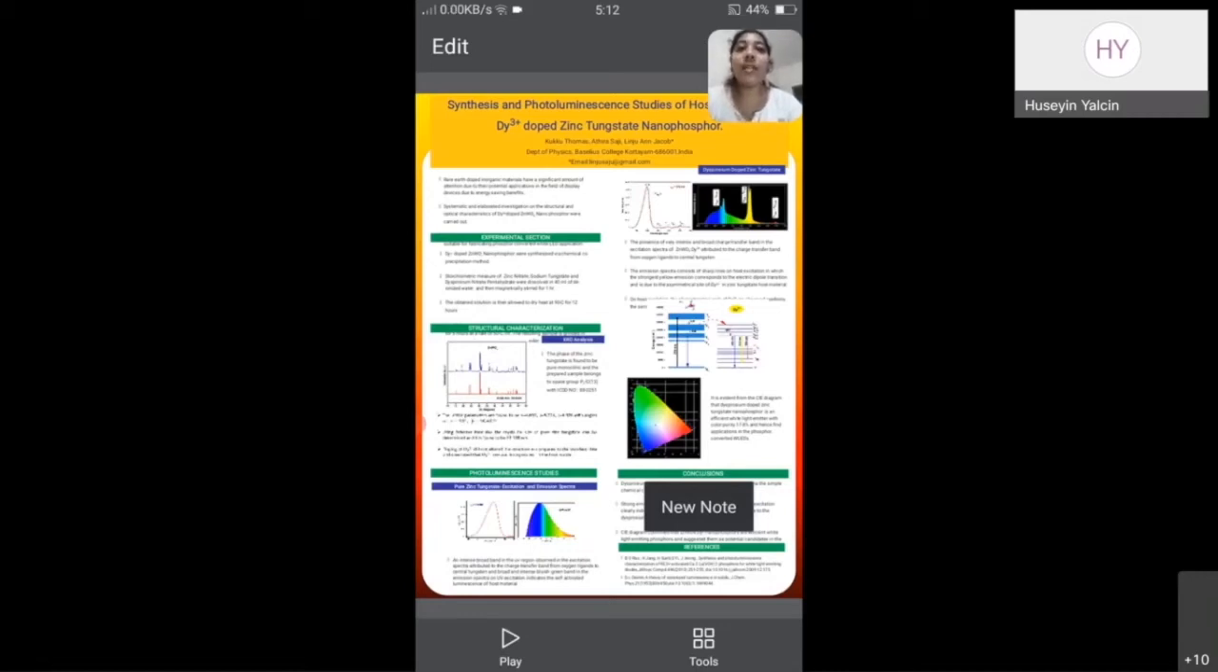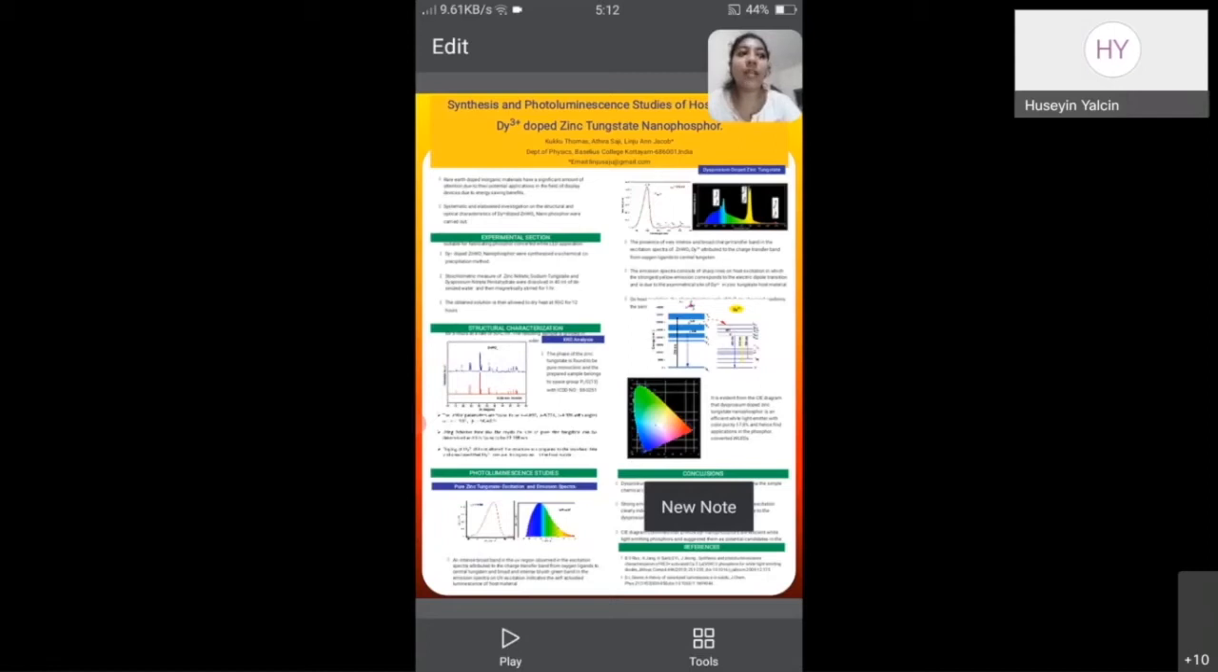Dysprosium is a rare earth element belonging to the lanthanide series, and dysprosium acts as an activator for many host materials for making potential nanophosphors. So next we are moving on to the synthesis technique. The pure zinc tungstate and dysprosium-doped zinc tungstate nanophosphors are prepared through a very simple chemical co-precipitation method.